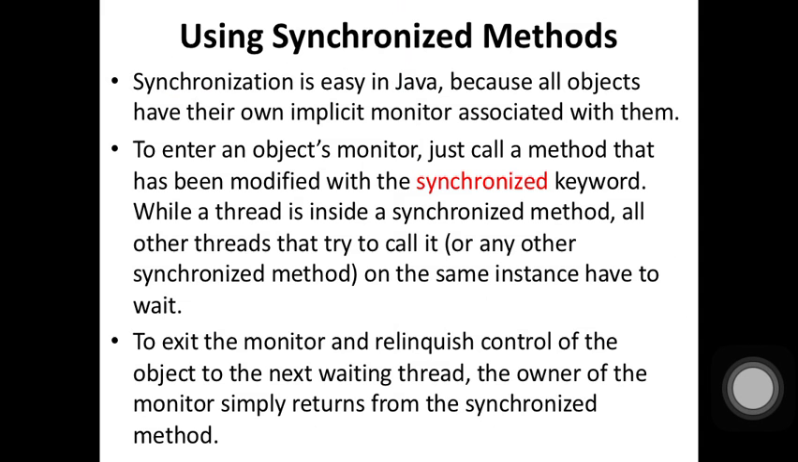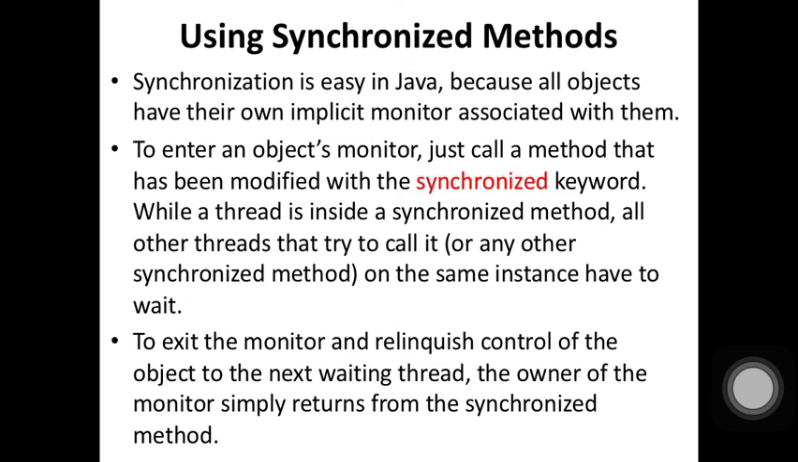We will see the first one, using the synchronized method. And here, to enter an object's monitor, just call a method that has been modified with the synchronized keyword. While a thread is inside a synchronized method, all other threads have to wait. And to exit the monitor and relinquish control of the object to the next waiting thread, it is the same as the scenario. So whenever any thread enters into the monitor, entering into the monitor we can name as the synchronized method.